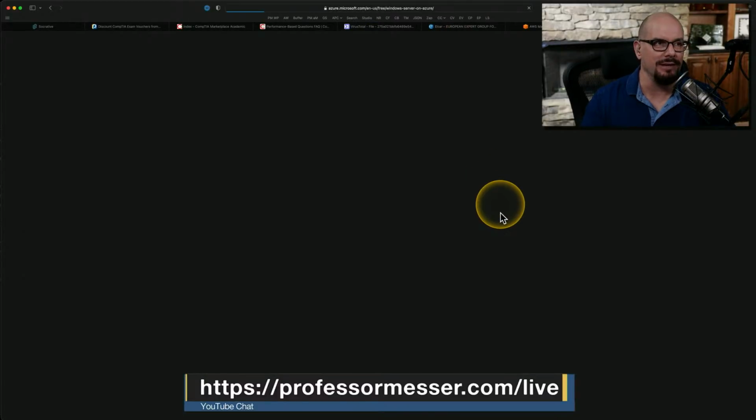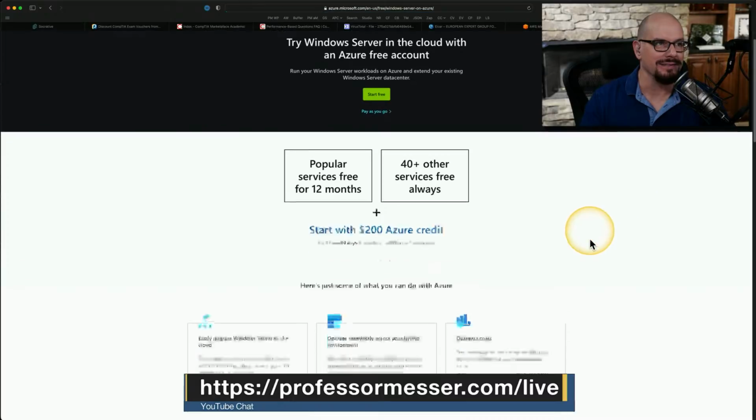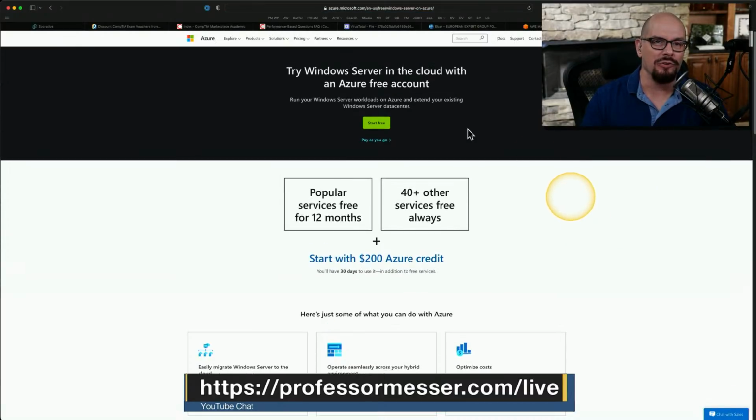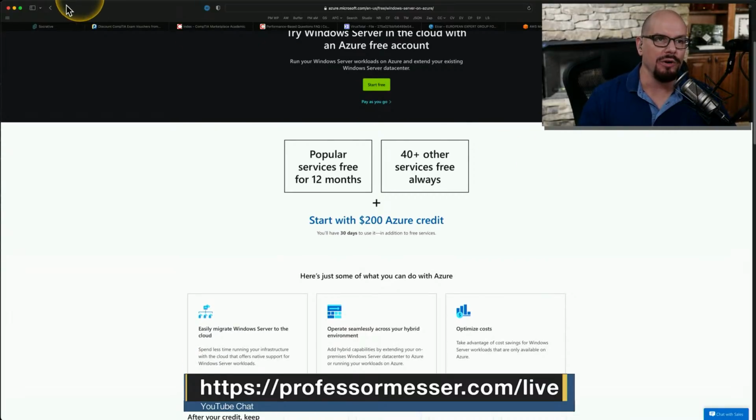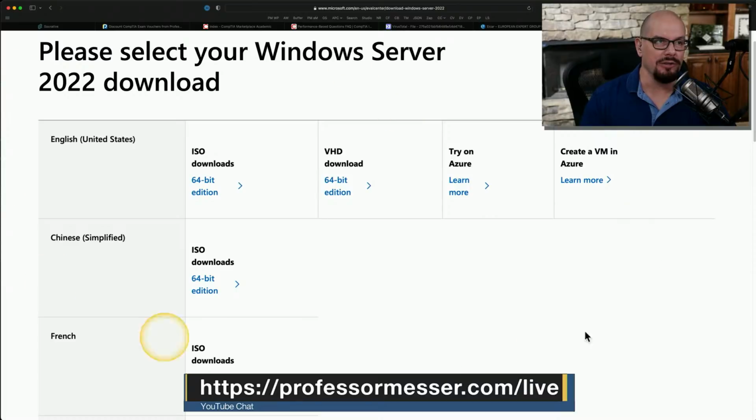Can you do that? What's it cost? We're just going to click things. How's that sound? Try Windows Server in the cloud with an Azure free account. That'd be worth trying out. Or you can download from their download page.